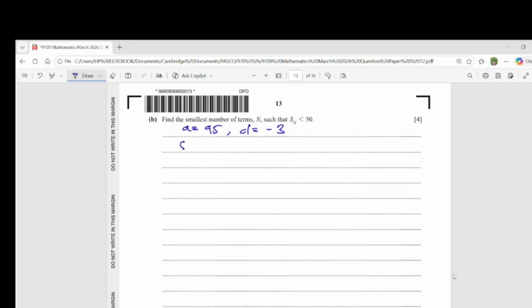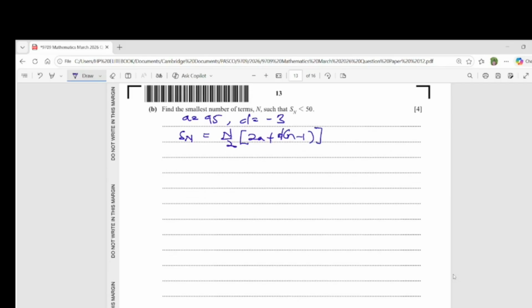So first of all, Sn, you are going to capitalize the n. It's equal to n over 2, 2a plus n minus 1 times d. Yes, we are going to replace a by 95 and d by negative 3, but n will not be replaced by anything, as that's what we are looking for. So n maintains its value as a big N, then 2 times 95, which is 190, and then negative 3 because this is negative, n minus 1. This whole thing should be less than 50.